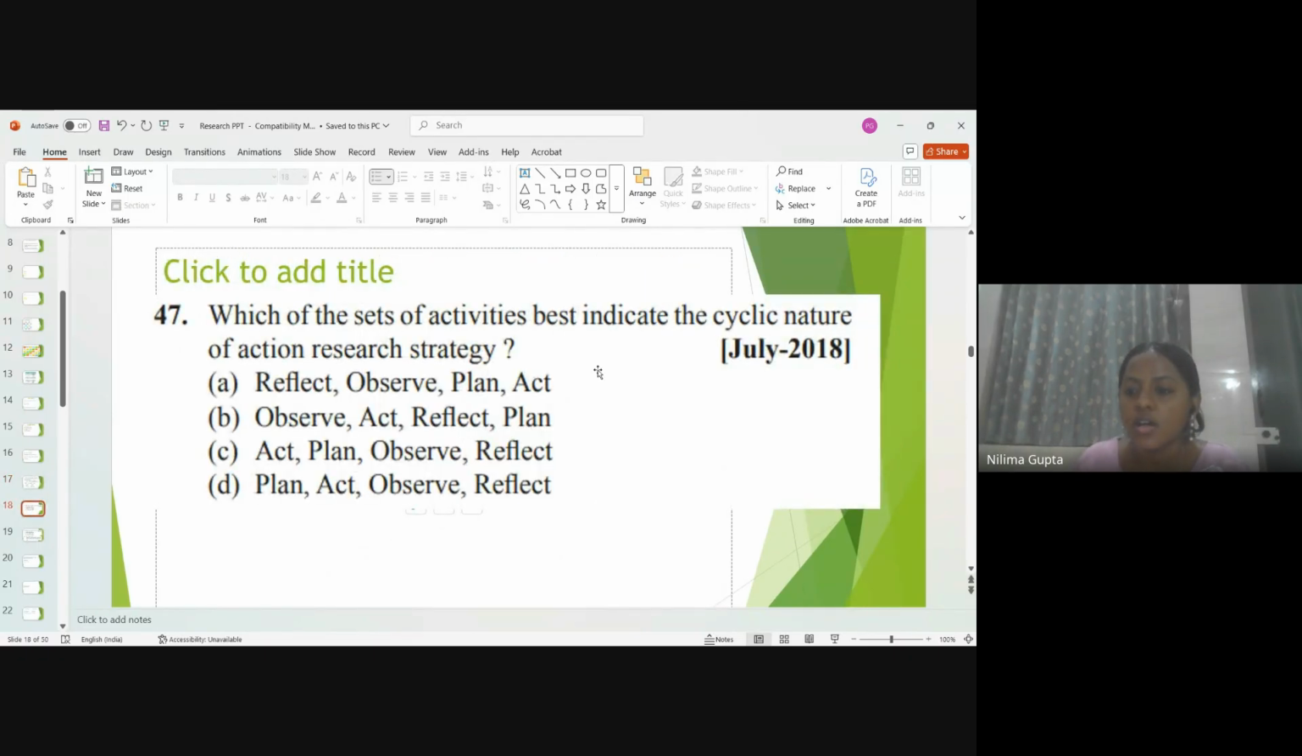So this is a previous year question of 2018. Which of the set of activity best indicate the cyclic nature of action research strategy? Please comment down your answer.